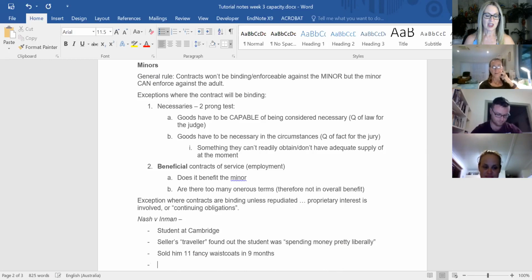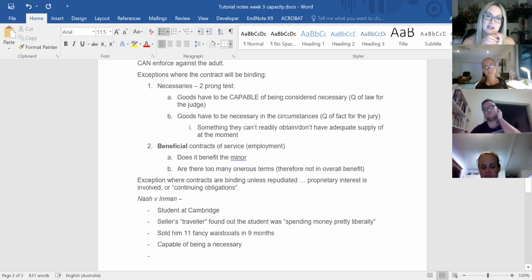So let's tease that out, though. I know you kind of want to skip to the end. In this particular case, we have a sale of clothing. In terms of clothing, it is capable of being a necessary, isn't it? One month would have been more reasonable. It depends if you're a Kardashian. I think one week they'd go through 11 fancy waistcoats. It was capable of being a necessary. So what were the facts here that said to the court, no?